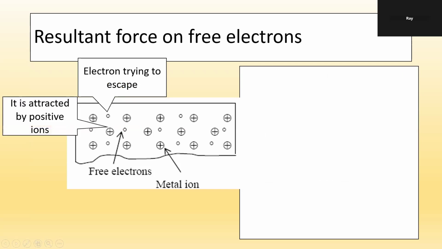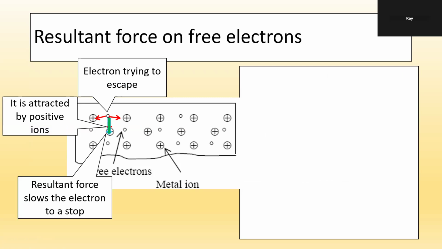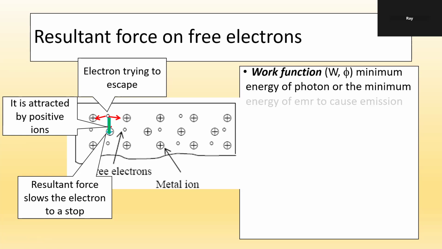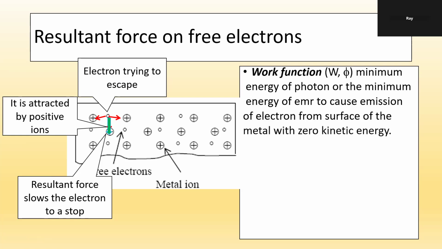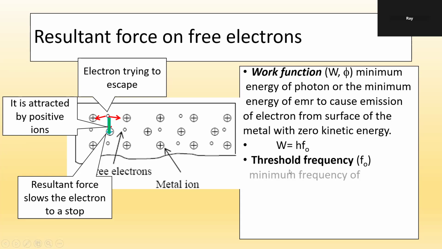So what is work function? The minimum energy of a photon, or minimum energy of electromagnetic radiation, to cause emission of an electron from the surface of metal with zero kinetic energy. That's the work function. The minimum energy for it to escape the surface with zero kinetic energy. Work function equals h times f naught. f naught is the threshold frequency. What is the threshold frequency f naught? It is the minimum frequency of electromagnetic radiation for an electron to be emitted from the surface of metal with zero velocity.